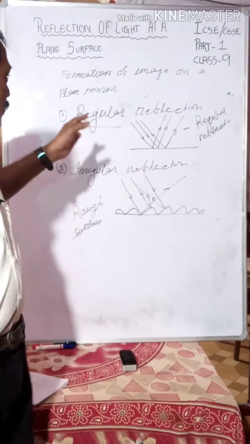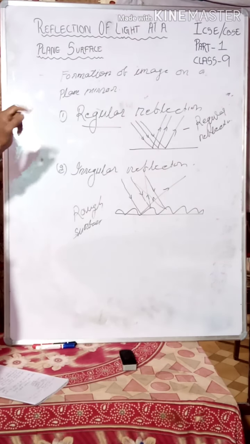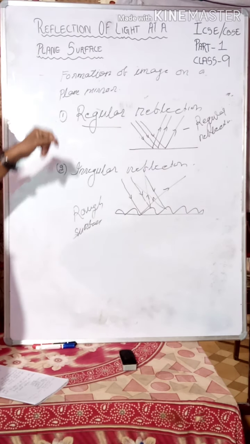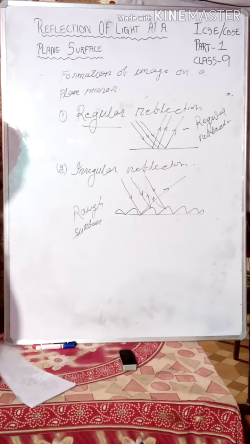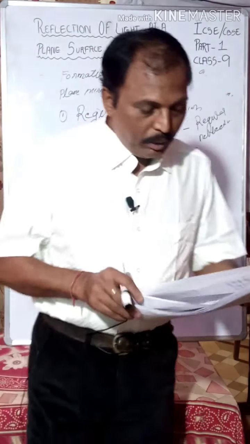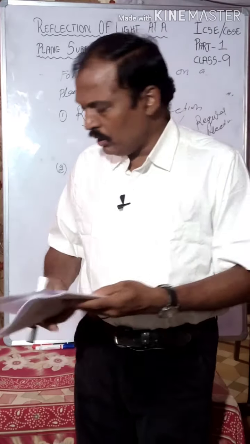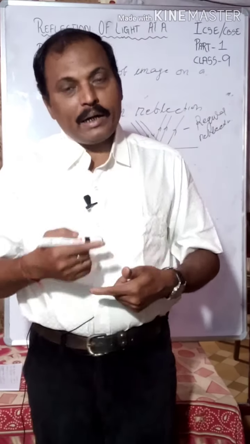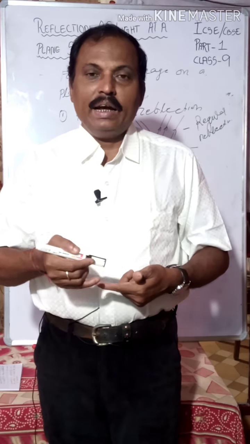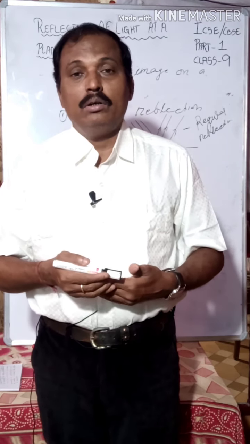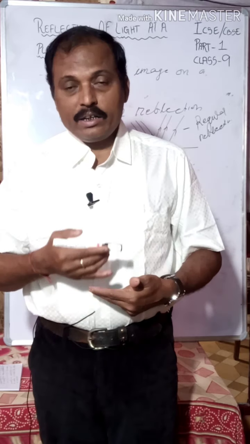So this is the introduction class on reflection of light at a plane surface and formation of an image in a plane mirror. Then we will go to regular reflection and some terms about it: what is the incident ray, what is the reflected ray, what is the normal, what is the angle of incidence, and the angle of reflection. So many terms relating to reflection we will discuss in our next video.